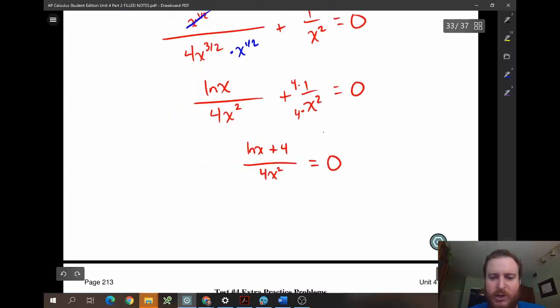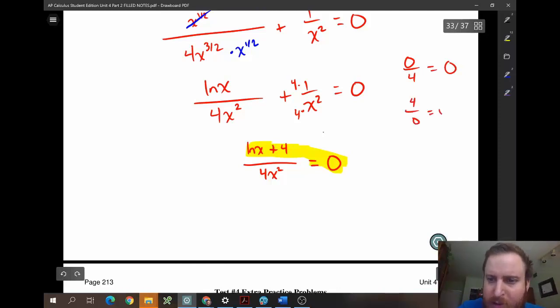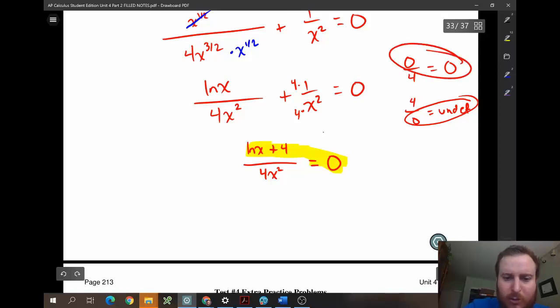Now, when we set something equal to 0, this is kind of important. We're actually only setting the numerator to 0. The denominator being 0 would be the undefined case. We've gone over that a little bit, but as a reminder, if I had 0 over 4, that's 0. If I had 4 over 0, that's undefined. So whenever you're looking for undefined, you set the bottom to 0. When you're looking for 0, you set the top to 0. So in this case, we're going to set ln of x, the top, plus 4 equal to 0. That's going to give us ln of x equals negative 4.